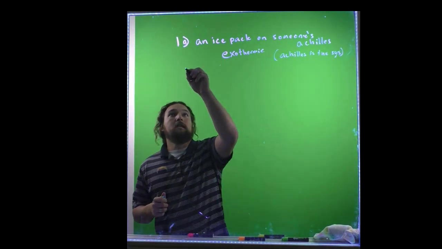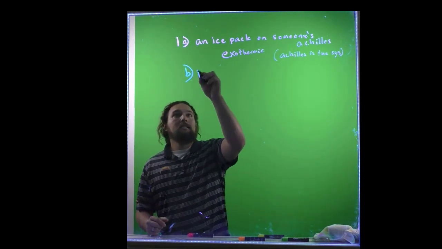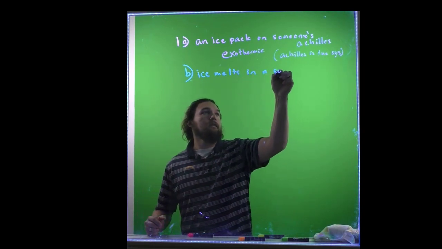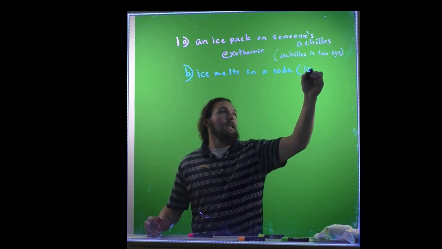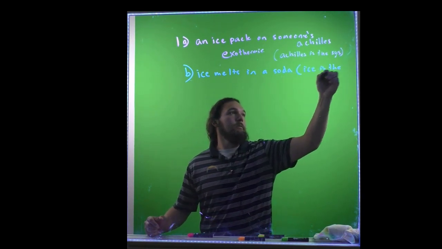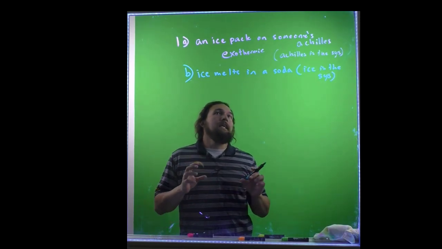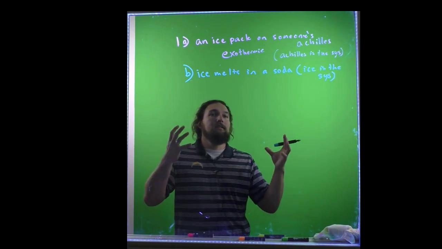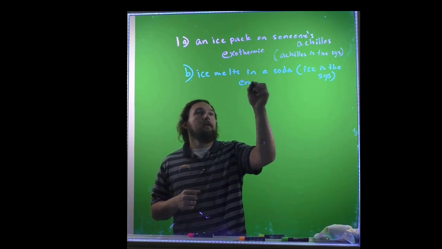For part B, what we have is ice melts in a soda, and the system in this case, ice, is the system. So in this case, once again, the soda is getting cooled down, the ice is getting heated up. So the ice is absorbing heat from the soda. So in this case, it would be an endothermic reaction.